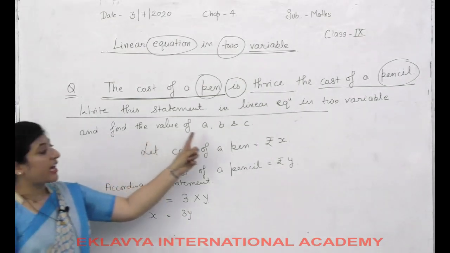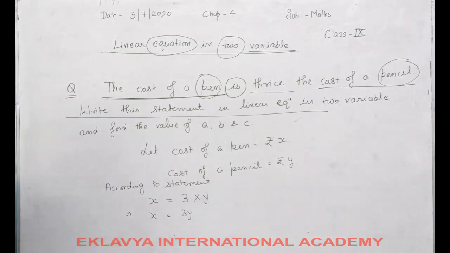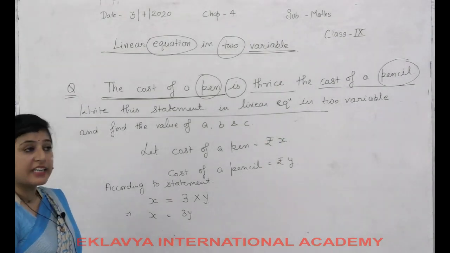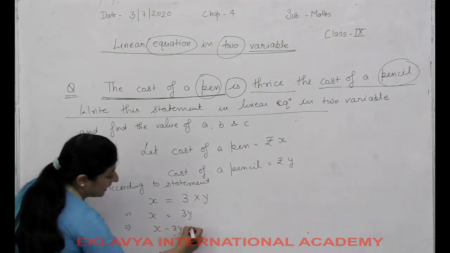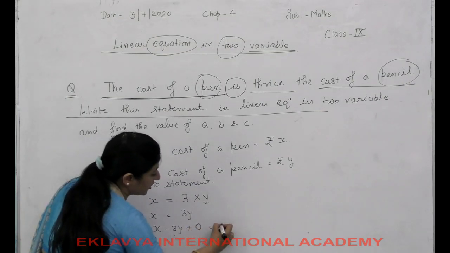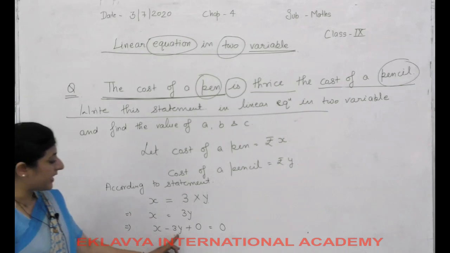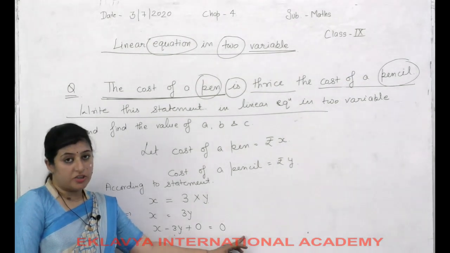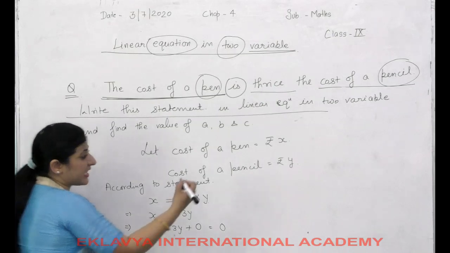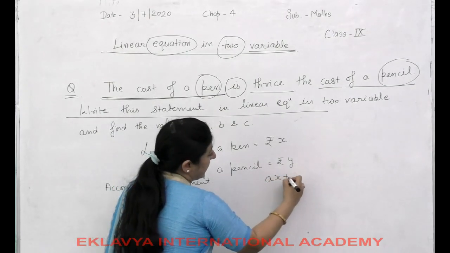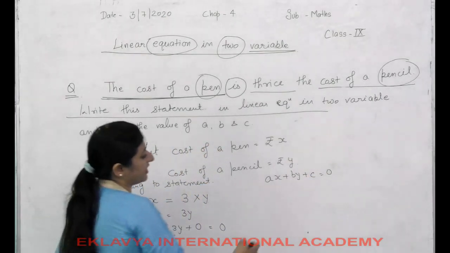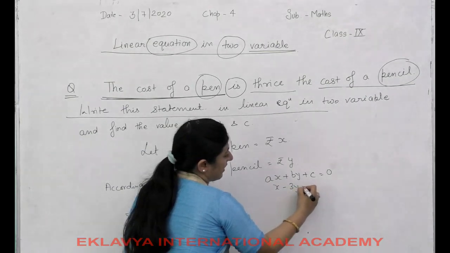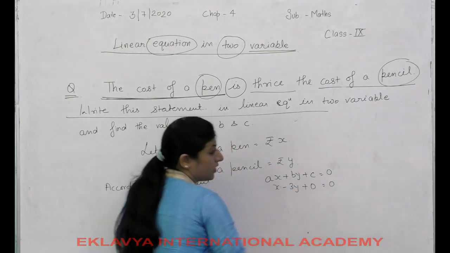Now next find the value of a, b and c. For finding the value of a, b and c, firstly we have to convert it into the standard form. Then in standard form it becomes x minus 3y. There is no constant value, we can put 0 here. x minus 3y plus 0 is equal to 0. Now compare it with the standard form. What is the standard form? ax plus by plus c is equal to 0. And our equation is x minus 3y plus 0 is equal to 0.